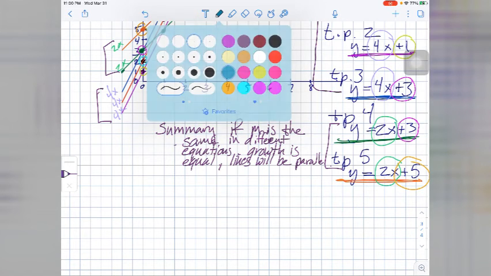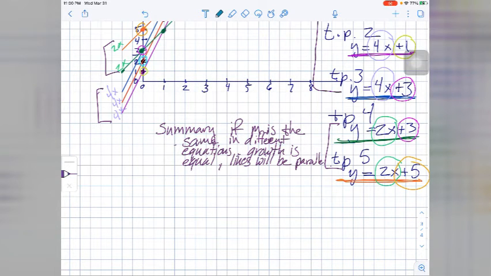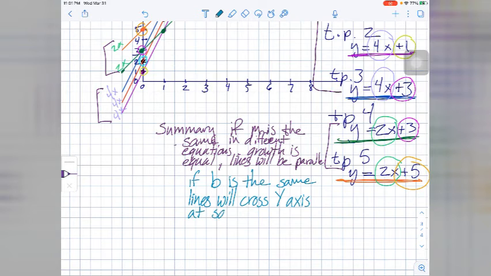Let's find a better color to write with, like this color. If b is the same, lines will cross y axis at same point.